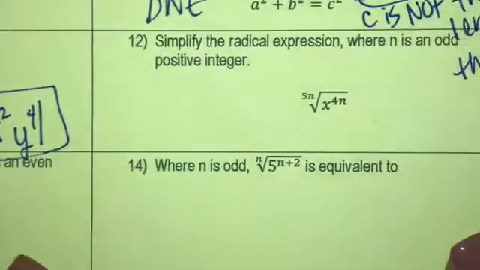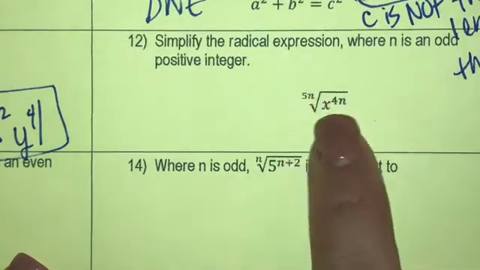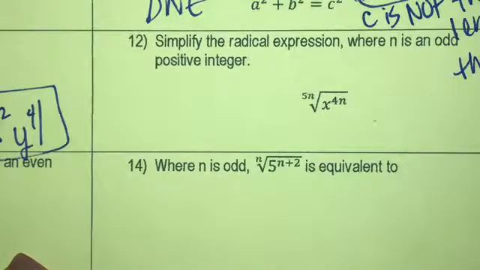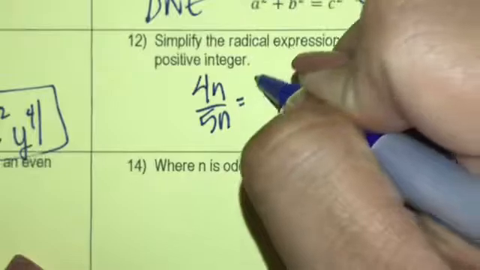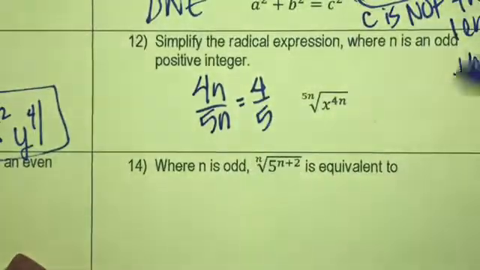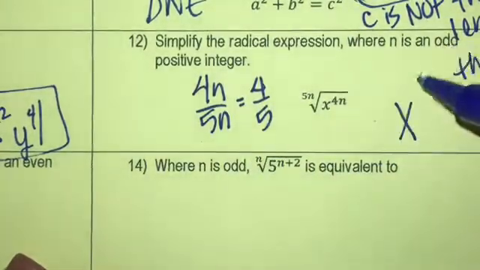Number 11. Simplify the radical expression where n is odd, positive integer. So you have the 5nth root of x to the 4n. So you're going to say 4n over 5n equals 4 over 5. So your solution is going to be x to the 4/5.